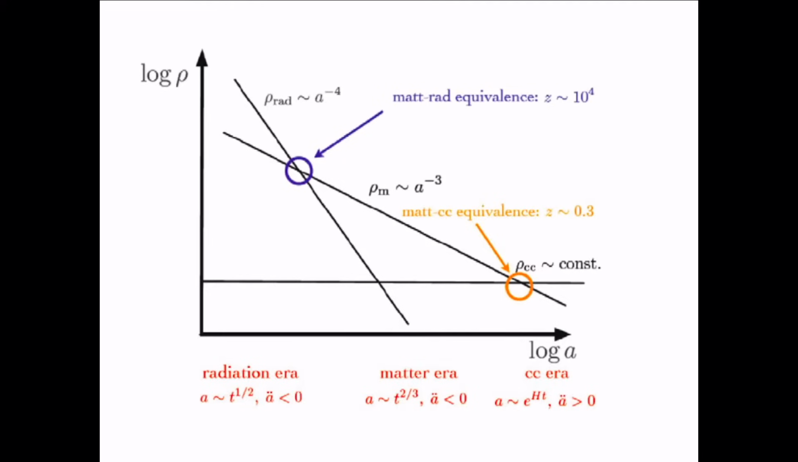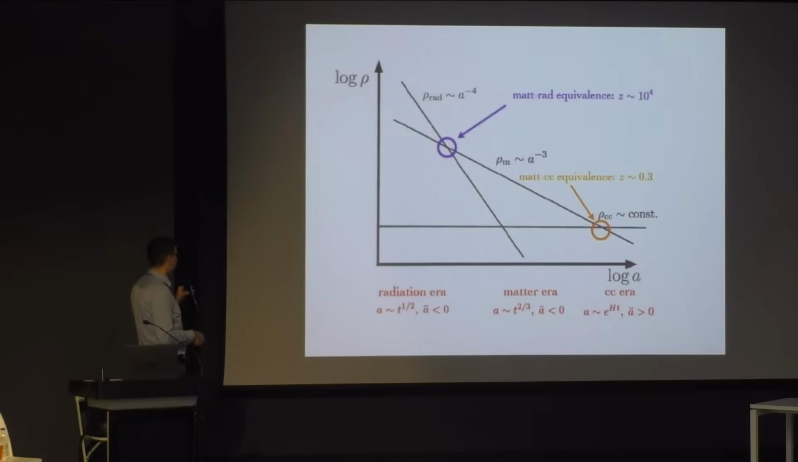So we have several eras in the history of the universe. We have the radiation dominated era, the matter dominated era, and now we have this rho cc, which is actually the energy density of dark energy. It is more or less constant, while all the other densities drop off. So now we have domination of dark energy, and before that we had structure formation in the era where matter dominated.